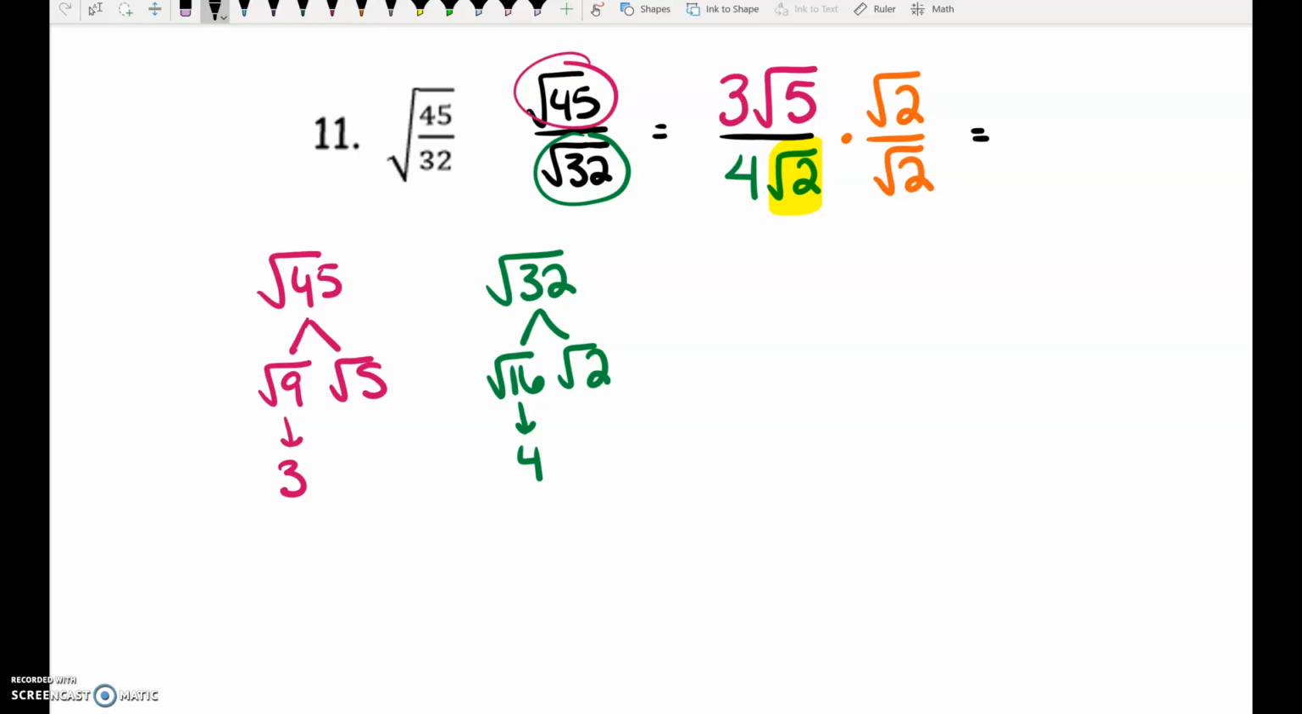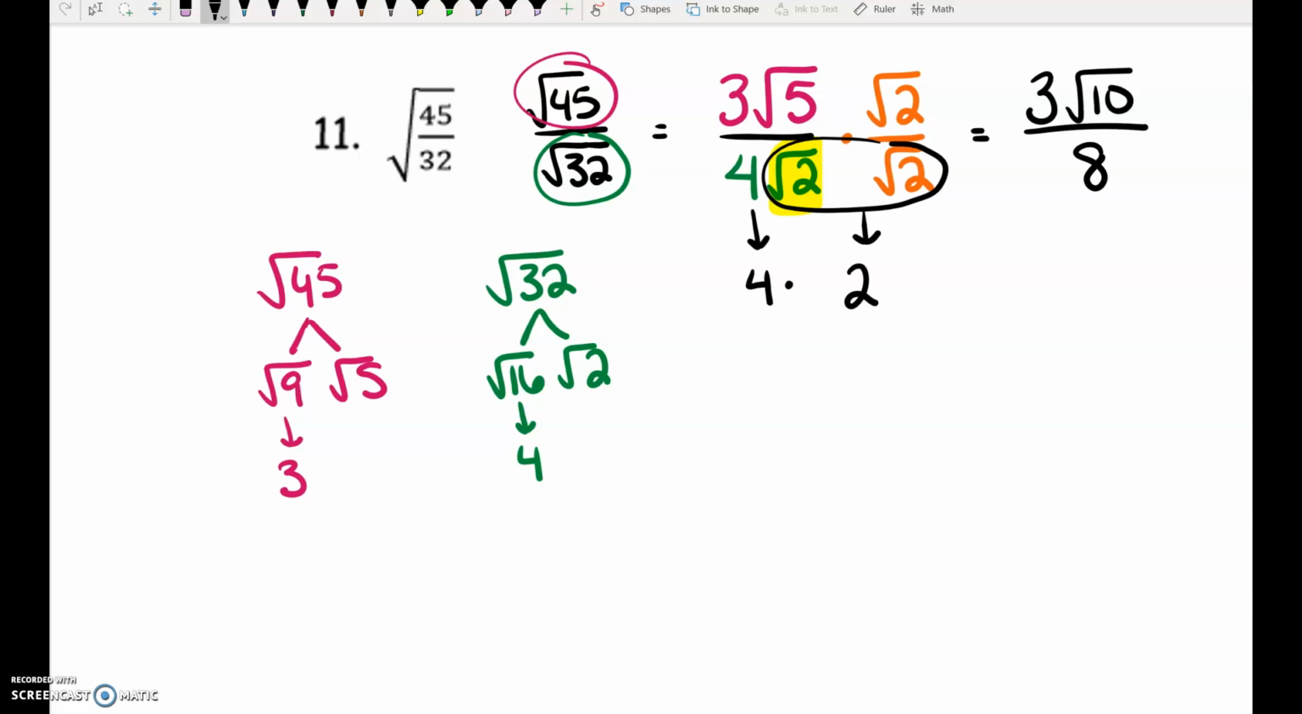On the top, we have 3 times the square root of 10. You can multiply that 5 and 2 together. On the bottom, we have 4. We also have the square root of 2 times the square root of 2, which is the square root of 4, which is 2, so we have 8.